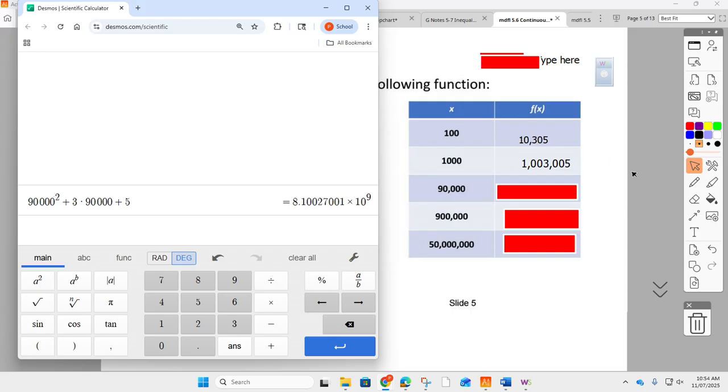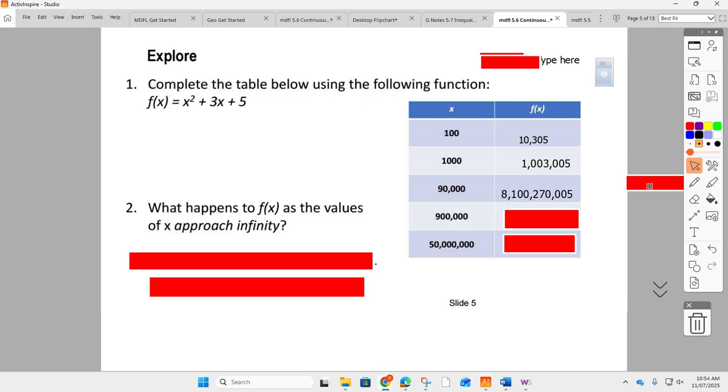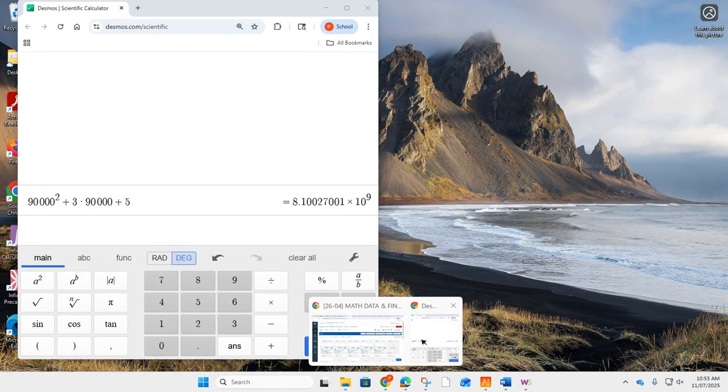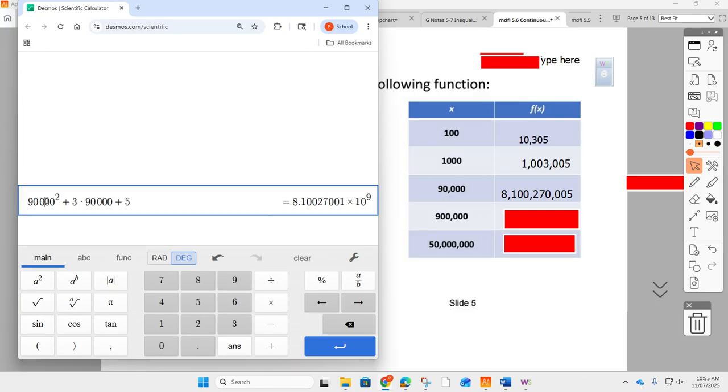Kid's right. You guys put in 900,000 everywhere there's an x. Once again, this should have told you that because we learned how to plug in and evaluate functions given different inputs, and that's what we're doing here. So we're plugging in 900,000. Loving my Desmos calculator where I just add a 0 in there.